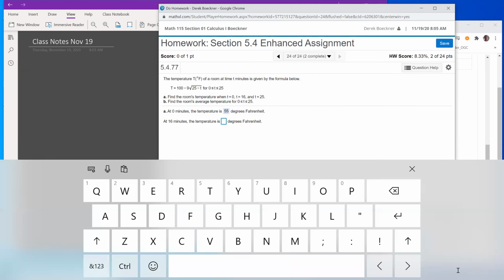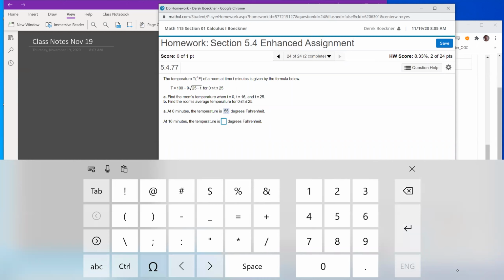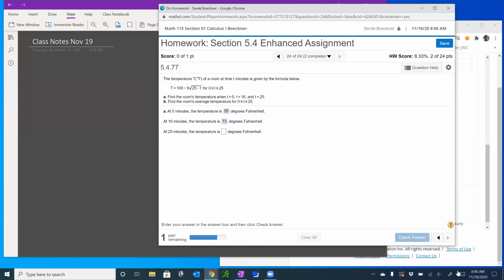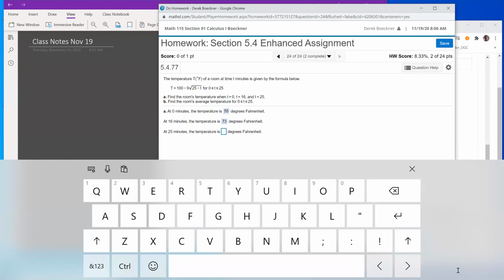At 16, you get 25 minus 16, which is 9. Square root of 9 is 3. 3 times 9 is 27. 100 minus 27 is 73. And at 25, we've got 0, so just 100.